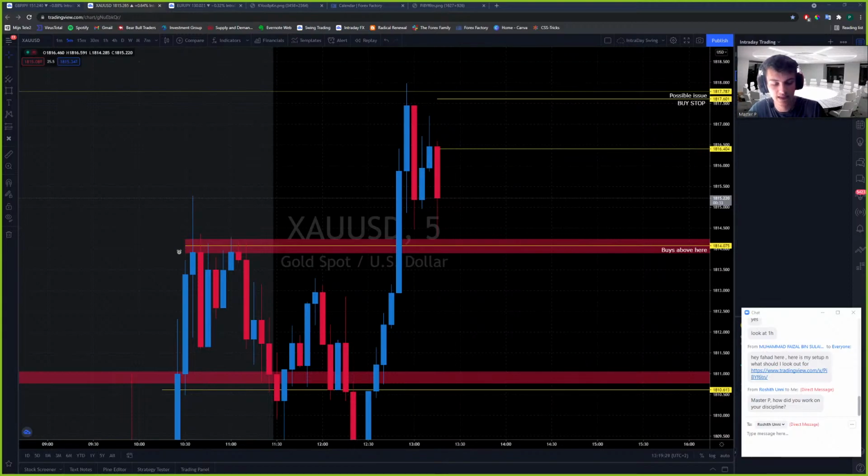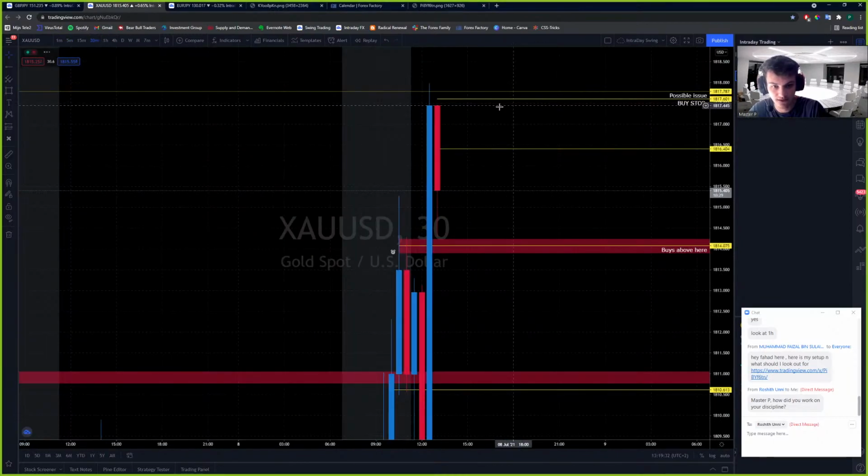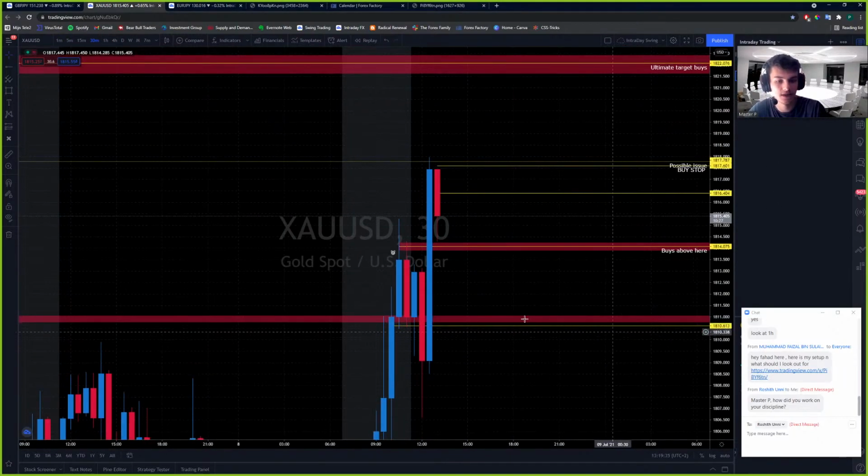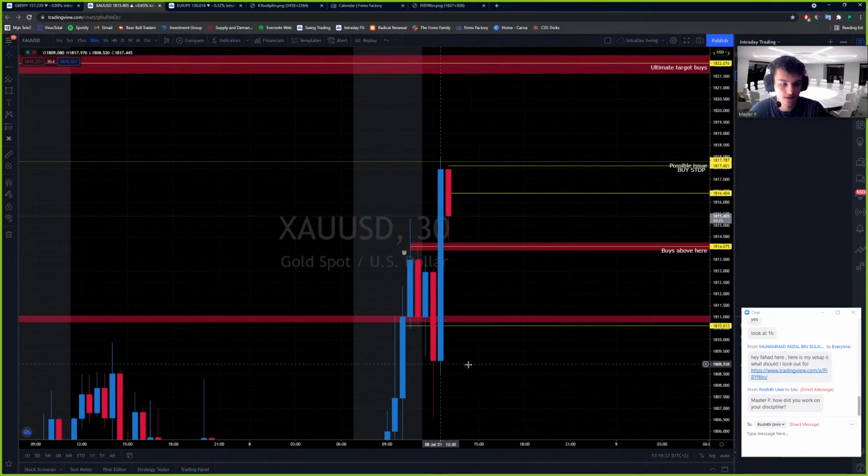Wait for retest at 1810. 1810, that's far off. I'm just gonna wait for this candle to flip bullish. Price already retested 1810. So if it retests 1810 again, then it's ranging, my man.